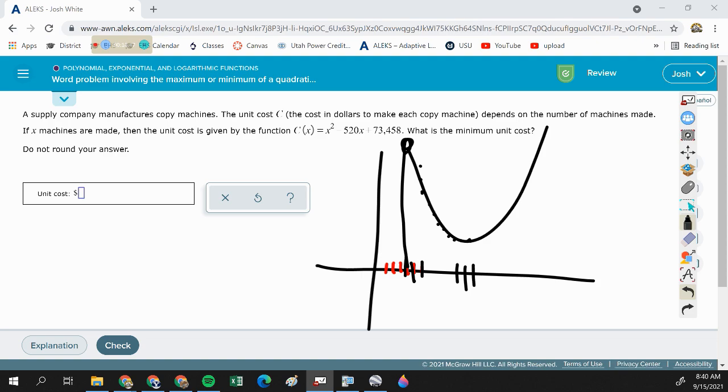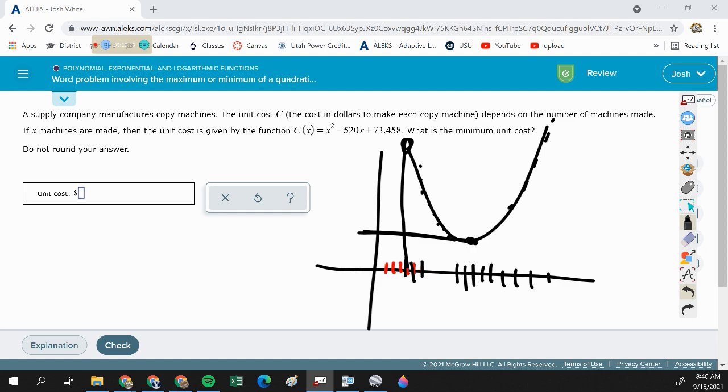But eventually there's a point where if we make lots of copy machines, then we have to pay overtime, we need to buy a new building, we have to pay more taxes, we have a hard time finding parts. So if we try to make this many, the costs start going up. So there is a sweet spot in there. If we make just the right number of copy machines, then each copy machine will cost the minimum amount. So how are we going to find this number?